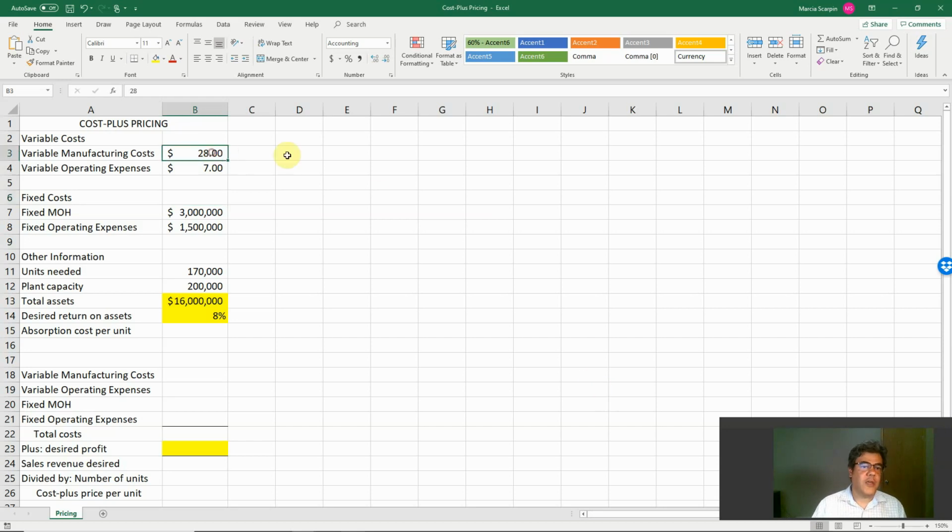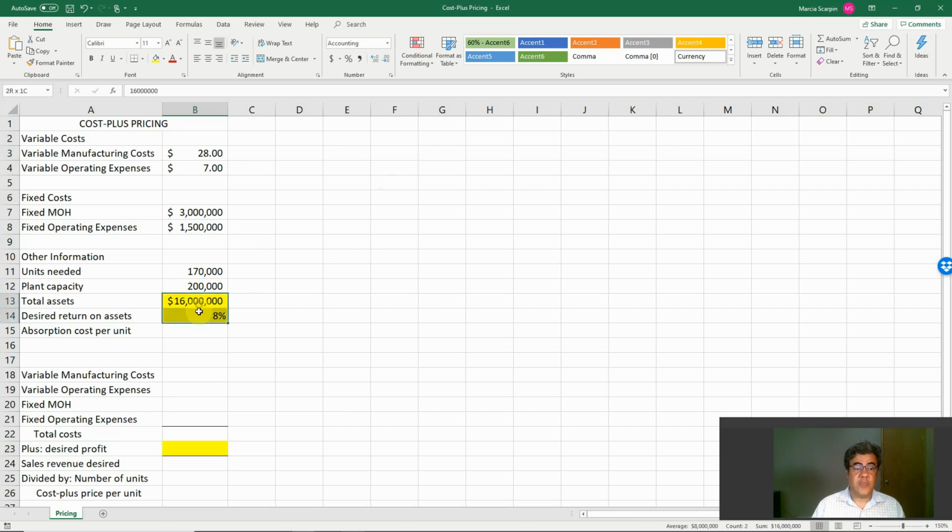So let's work here. A company with variable manufacturing overhead, 28, variable operating expenses, 7, fixed manufacturing overhead, $3 million, fixed operating expenses, $1.5 million. And then other info, units needed, 170,000. That is our regular production. However, our plant capacity is 200,000. Our total assets, 16 million. Our desired return on asset, 8%.